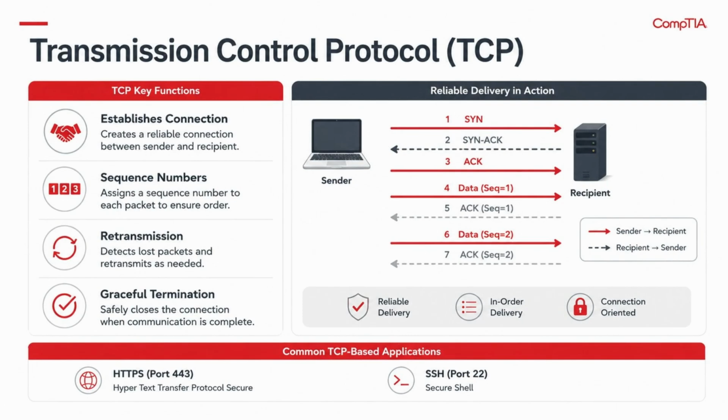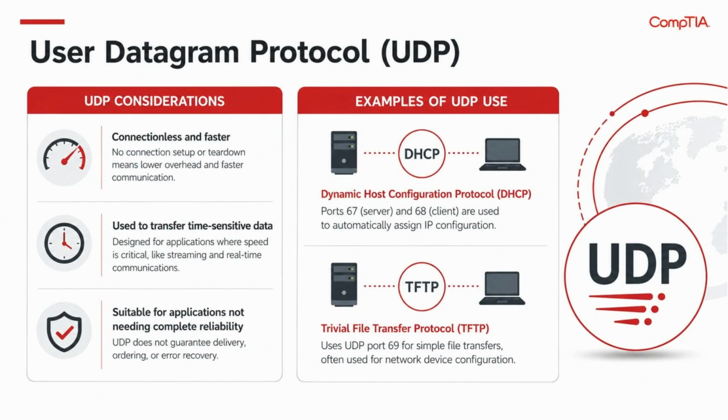TCP is a connection-oriented protocol. It ensures reliability by establishing a connection, using sequence numbers for ordering, retransmitting lost packets, and performing a graceful termination of the session. UDP is connectionless and faster, making it ideal for time-sensitive data like streaming or VoIP. Common examples include DHCP for IP assignment and TFTP for simple file transfers.